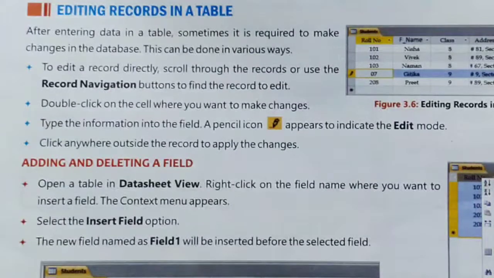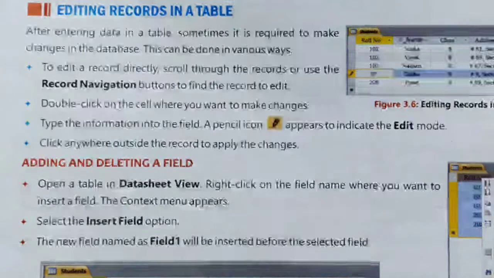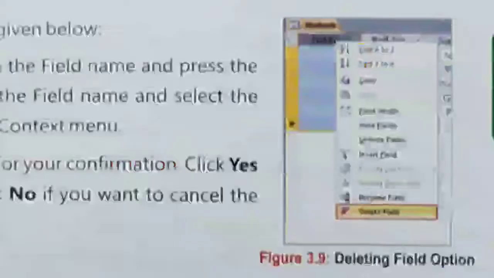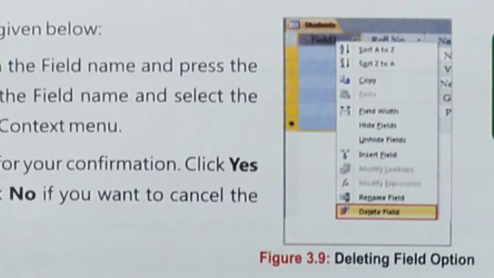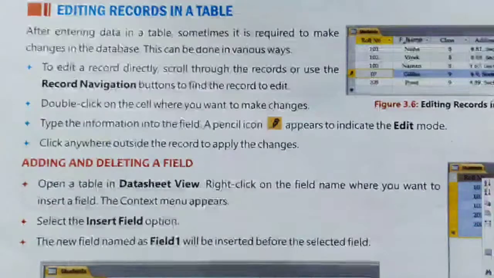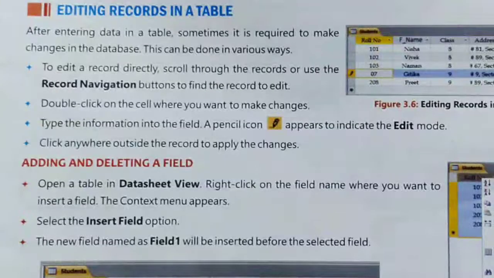If you want to delete a field, select the field by clicking on the field name and press the Delete key, or right-click on the field name and select the Delete Field option from the context menu as you can see on your screen. After selecting, a dialog box will appear asking for your confirmation. Click Yes to confirm the deletion and click No if you want to cancel the deletion.